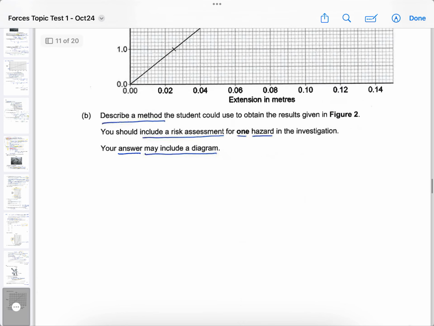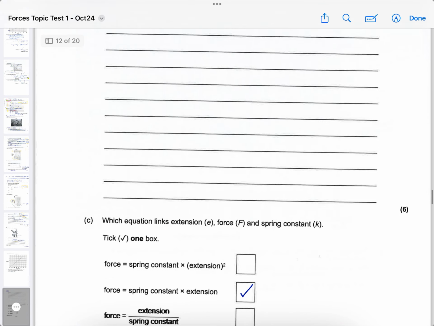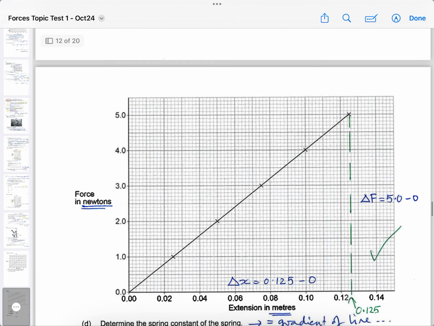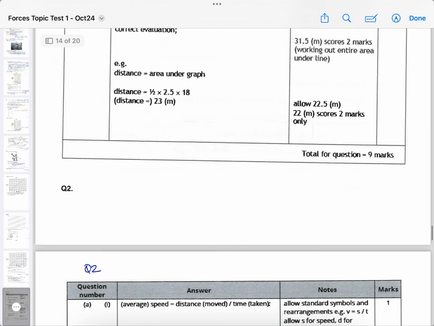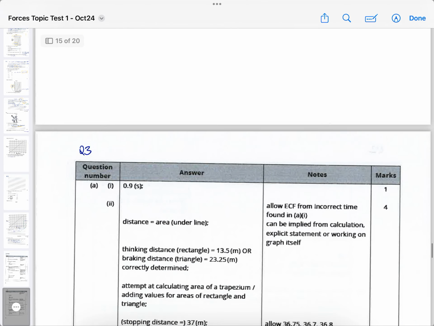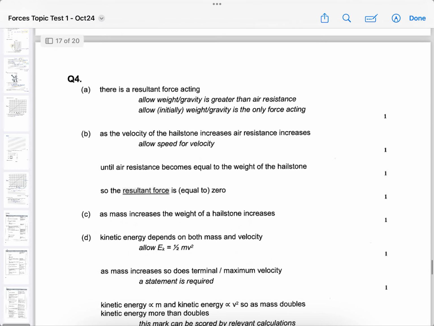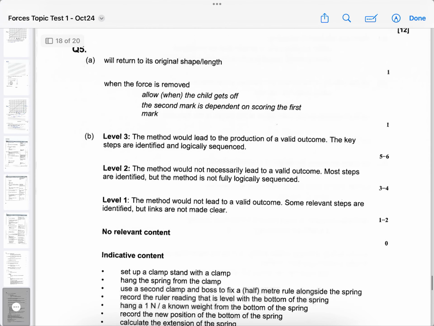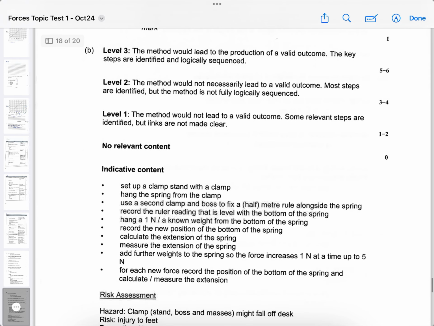So I haven't written this answer out at all. So they're giving you all that room to write the method out. And if you go to the answer, you will see this is the mark scheme. So at the end of the paper, you can look at the mark scheme. Okay. So we're looking for question 5, I think. So it will return to its original shape. Now here is the method.